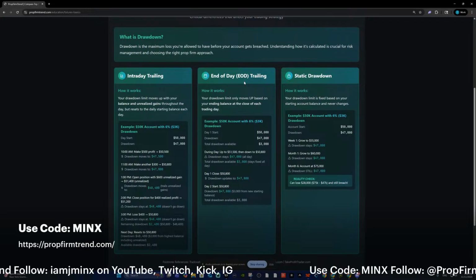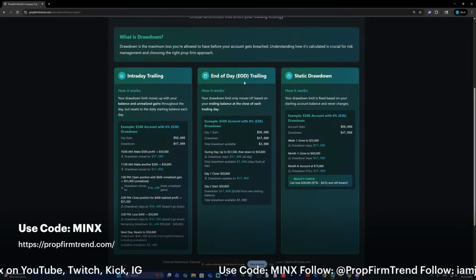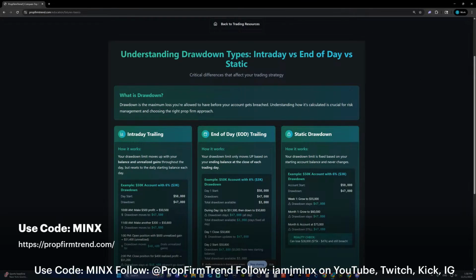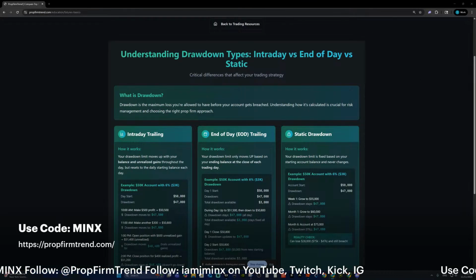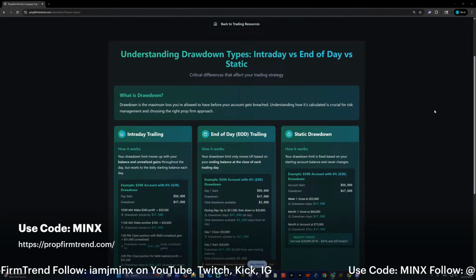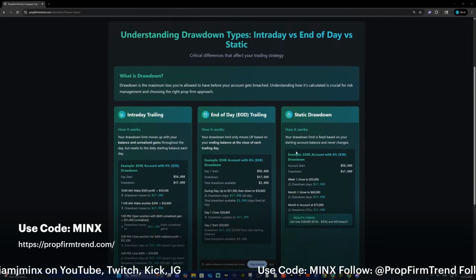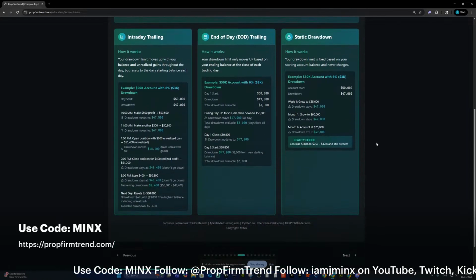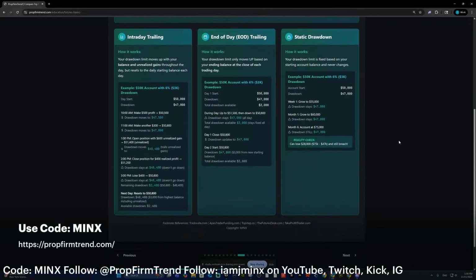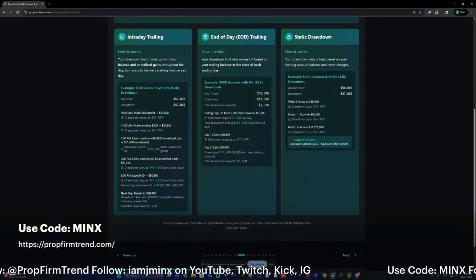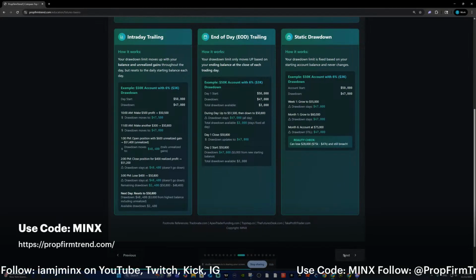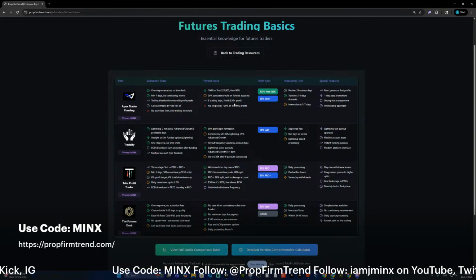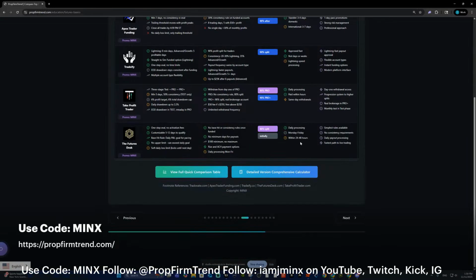Okay. One of my favorites is from the Futures Desk. They have a $6,000 static drawdown. So to me, that's a no-brainer. Let's see. Here you guys can look at the valuation rules, payout rules, and kind of compare.